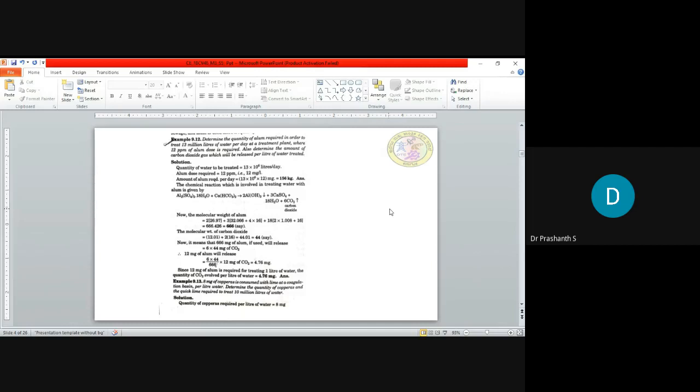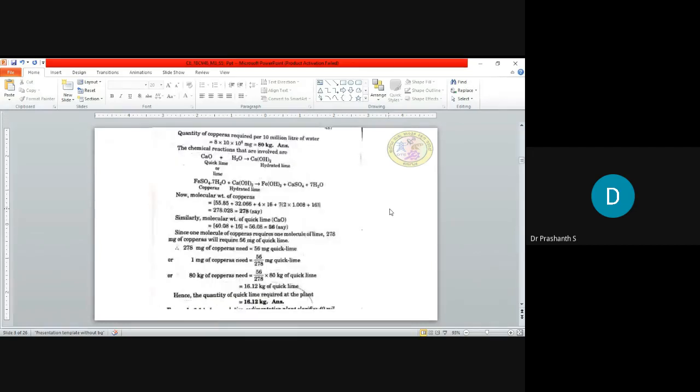The quantity of copperas required per liter of water is 8 milligrams. That is what is consumed, or what we added. So what is the quantity of copperas required for 10 million liters? For every 1 liter, we have to add 8 milligrams. For 10 million liters, we have to add 80 kg, converting milligrams to kg.